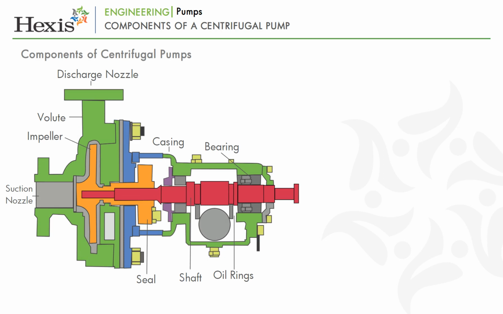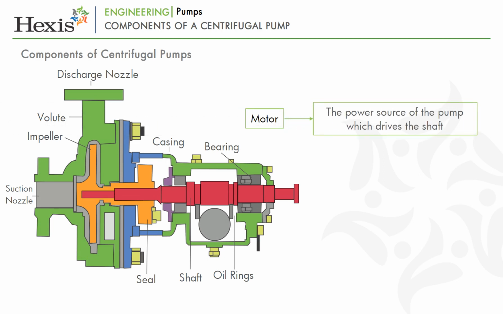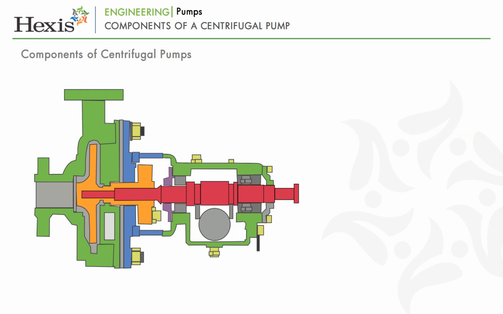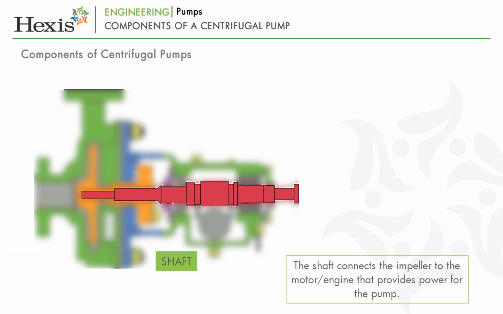Let us now understand the components of centrifugal pumps or rotodynamic pumps. A pump consists of the following main components. Motor, the power source of the pump which drives the shaft. AC motors and DC motors are the most common power sources for pumps. Shaft. This is the most important part of a pump. The shaft connects the impeller to the motor or engine that provides power for the pump.